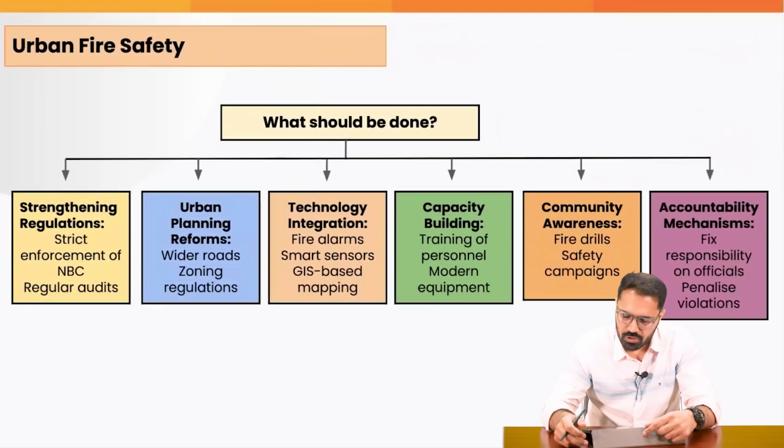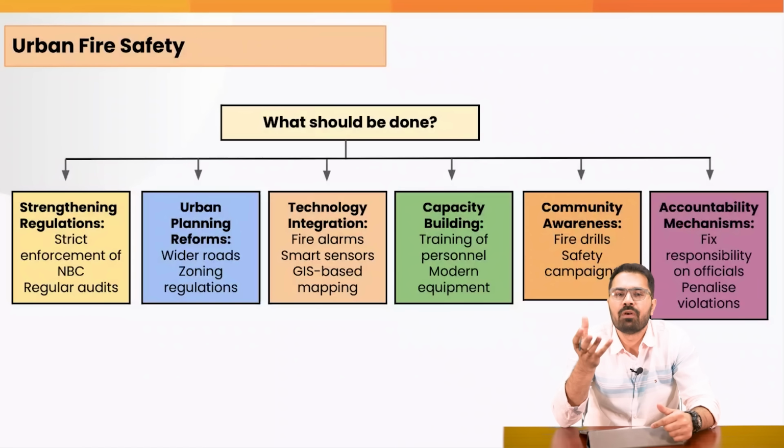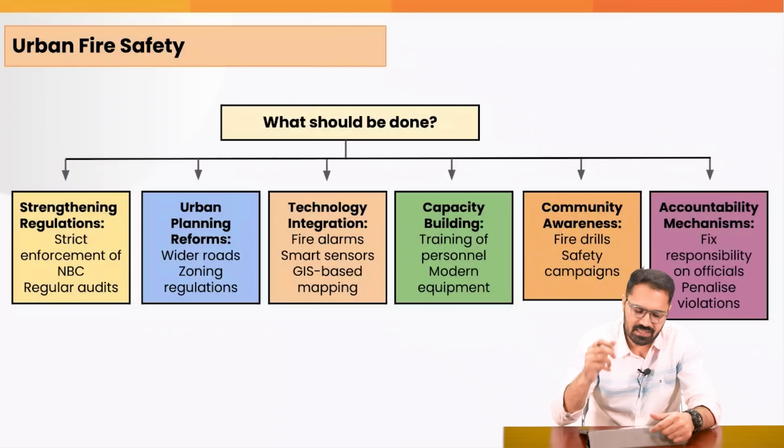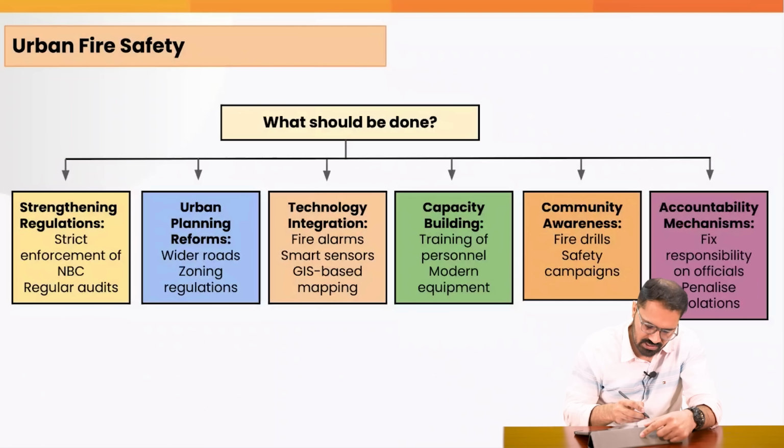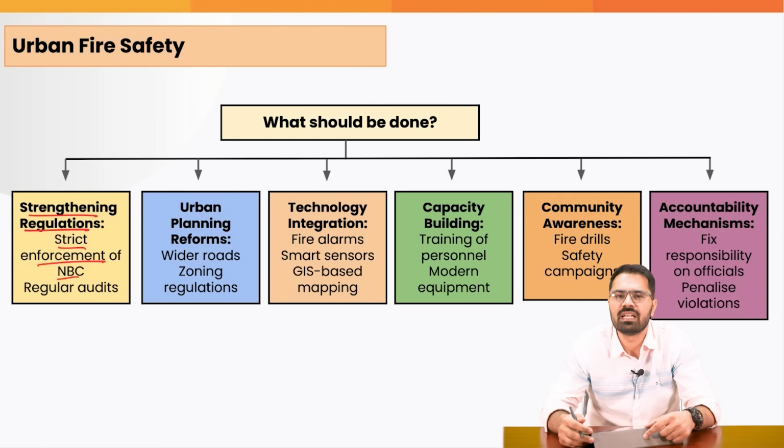Fine. Then what should be done? What should be the way forward? How can we prevent these urban fire incidents? Now, first is strengthening regulation. Strengthening regulation means you have to have strict enforcement of the National Building Code.